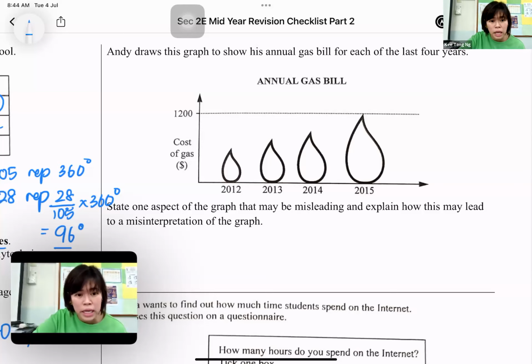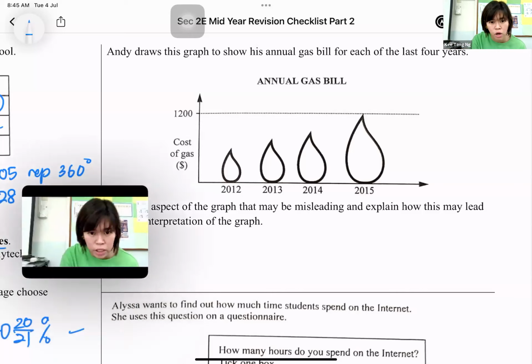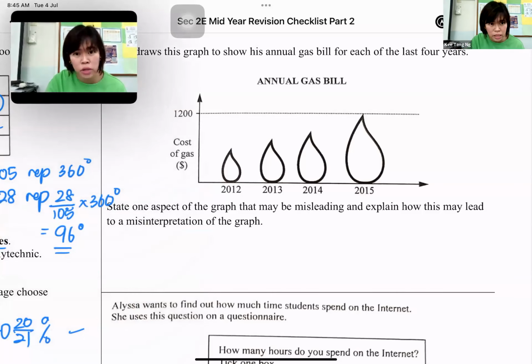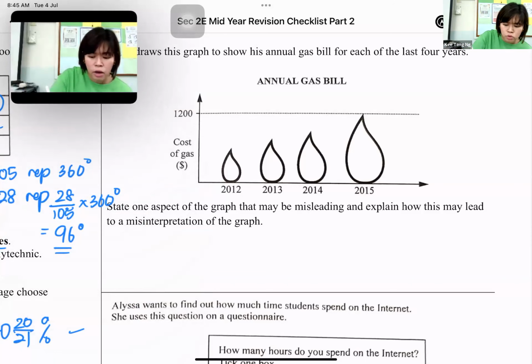So in this case, state one aspect of the graph that may be misleading and how this may lead to a misinterpretation of the data. Like I was saying, a few important ones: title, axis, intervals, scale, and last but not least, the area of the icon. So the choice of the icon itself in 2015, compared to 2012, it looks like the data value is about half of each other, right?